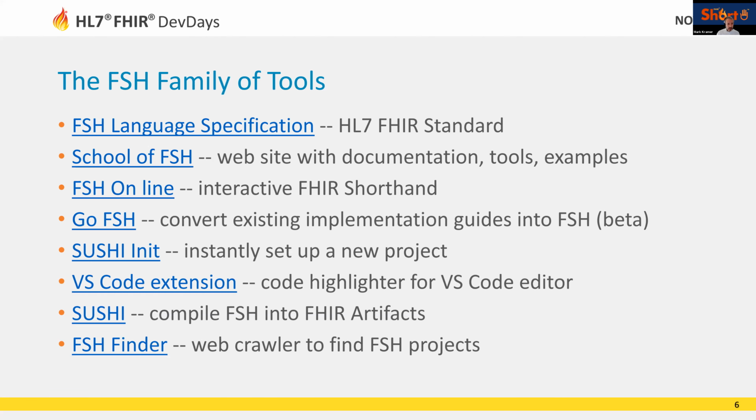It also has something called FHIR Online, which is an interactive version of FHIR Shorthand, where you can type shorthand in one box and see how that translates to FHIR. There is GoFish, which is a way to convert existing implementation guides into FHIR Shorthand. There's a tool for setting up a new project, which is part of Sushi. Once you've done that, you can download VS Code or a similar editor. There's an extension that highlights code sensitive to the FHIR language as part of VS Code.